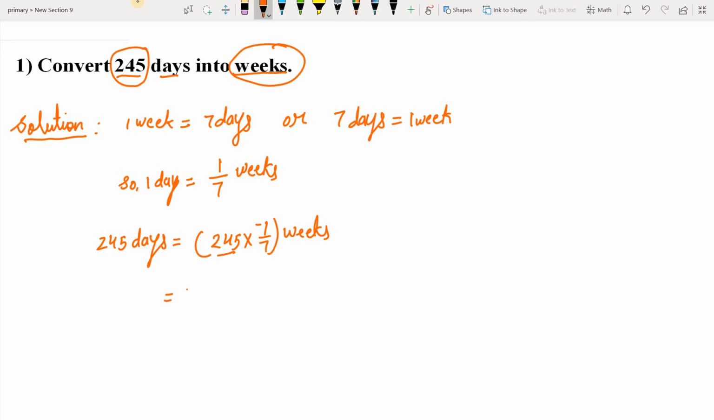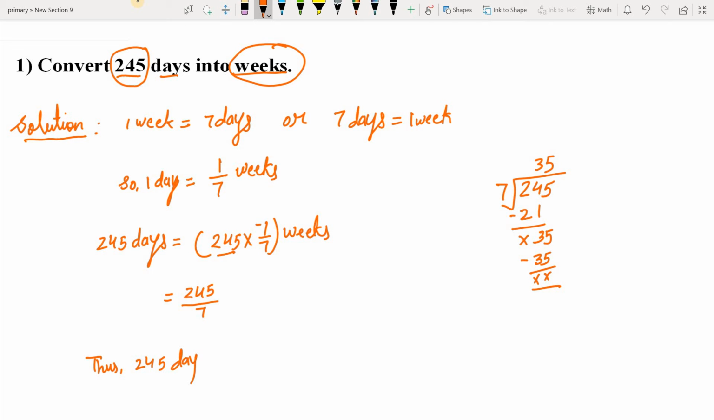So 245 multiplied by 1, we get 245 upon 7. Now let's divide 245 by 7. So 7 goes into 24, 3 times. 3 sevens are 21. 24 minus 21, we get 3. Now we will bring down the next digit which is 5. And 7 goes into 35, 5 times. So 7 fives are 35. And 35 minus 35, we get 0. Thus, 245 days is equal to 35 weeks.